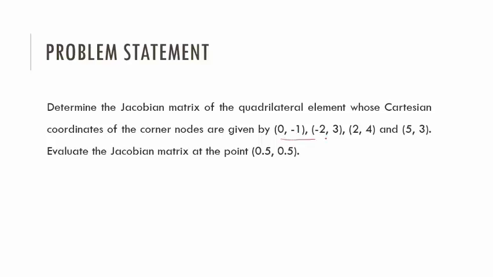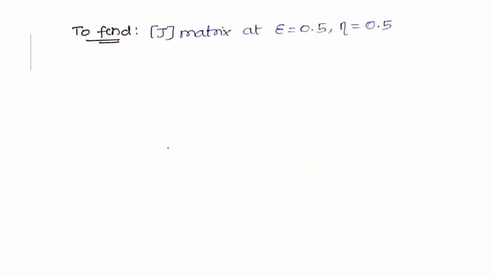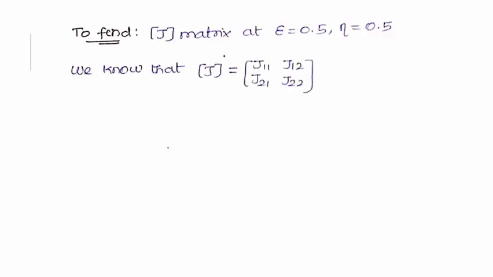Four corner points of a quadrilateral element are given. From the graphical arrangement, we can name the nodal points. Node 1 as 0, -1, node 2 as 5, 3, node 3 as 2, 4 and node 4 as -2, 3. It is asked to formulate the Jacobian matrix for the given quadrilateral element at the local points epsilon and eta 0.5, 0.5. The Jacobian matrix formula for the isoparametric element J is J11, J12, J21, J22.